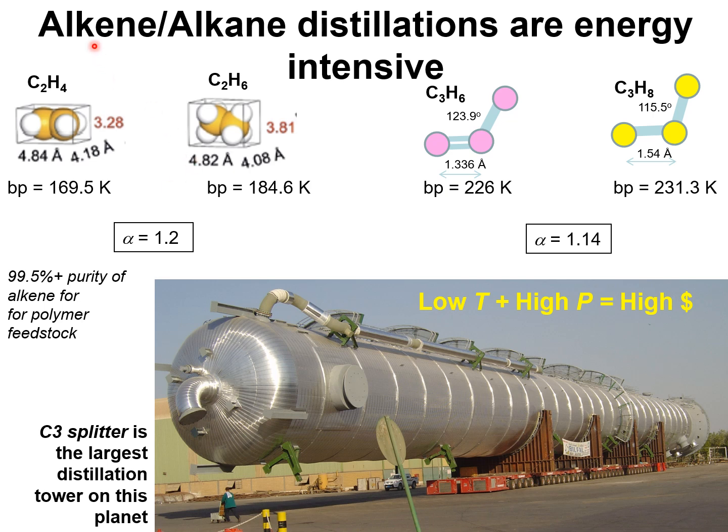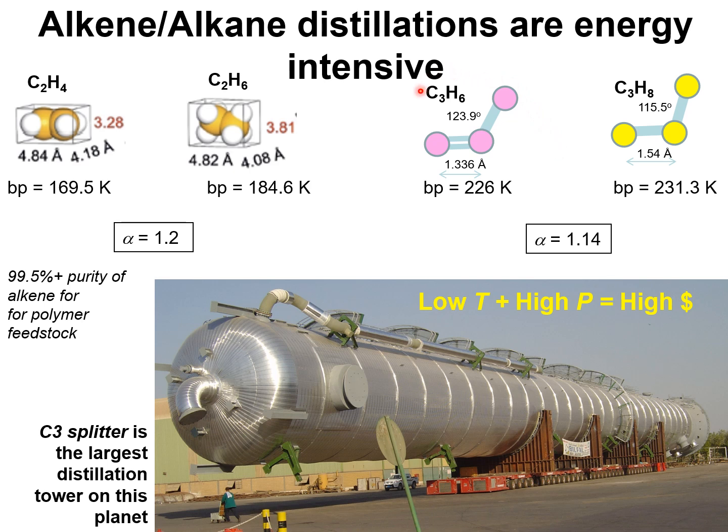The industrially important separation of alkene-alkane mixtures is currently carried out in distillation columns. Let's consider, for example, the separation of ethene from ethane. The boiling points are relatively close to each other, and the relative volatility alpha is about 1.2.